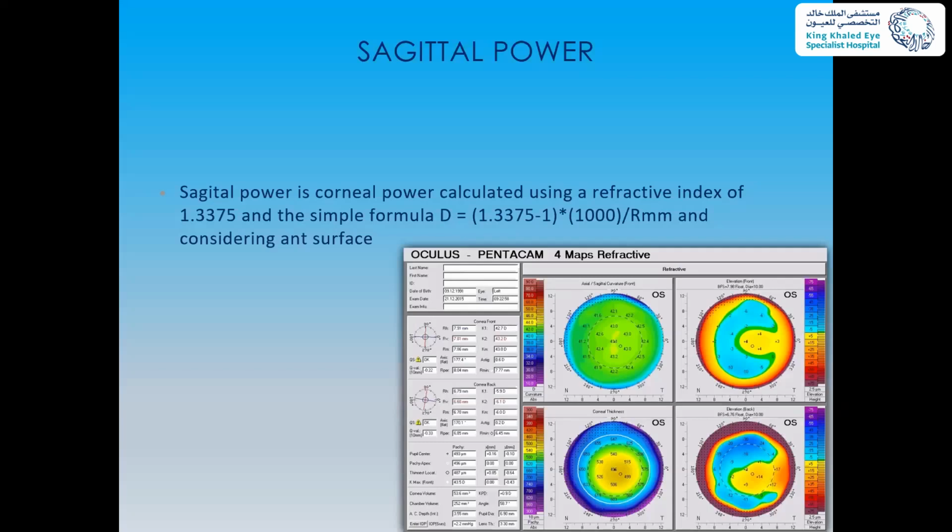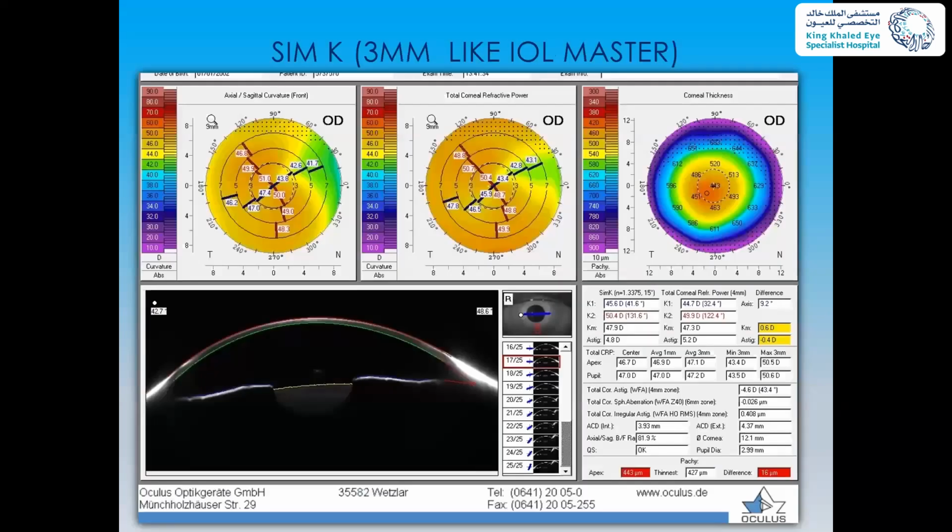This is more or less the same, not exactly the same, as what we use for IOL power calculation devices like the IOL Master. But we all know very well, and your seniors must have told you, that you cannot use the sagittal power in the IOL Master. Because the only difference is when we use Pentacam, we have to use simulated K readings, which are slightly different from sagittal power. So what is the difference between sagittal power and SimK? If you go to the pre-op cataract tab, here you see the SimKs. These are simulated Ks.